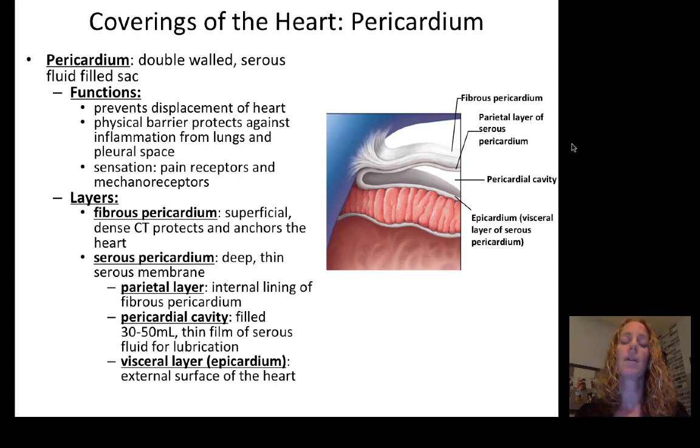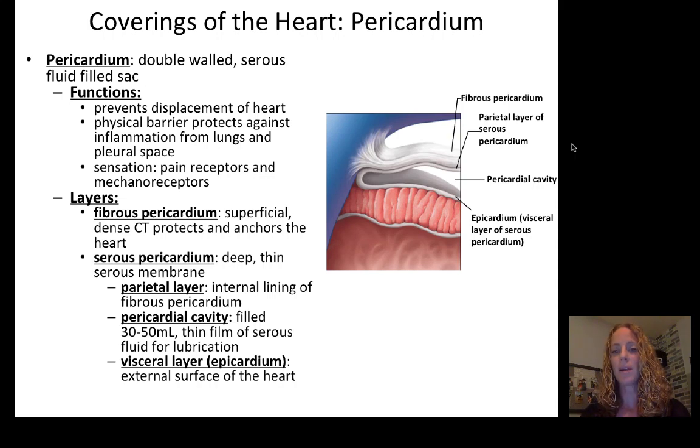The functions of the pericardial sac are to prevent displacement of the heart as the heart is beating in the chest cavity, to act as a physical barrier against inflammation from the lungs and the pleural space, and also sensation. And we'll talk about innervation in a moment.